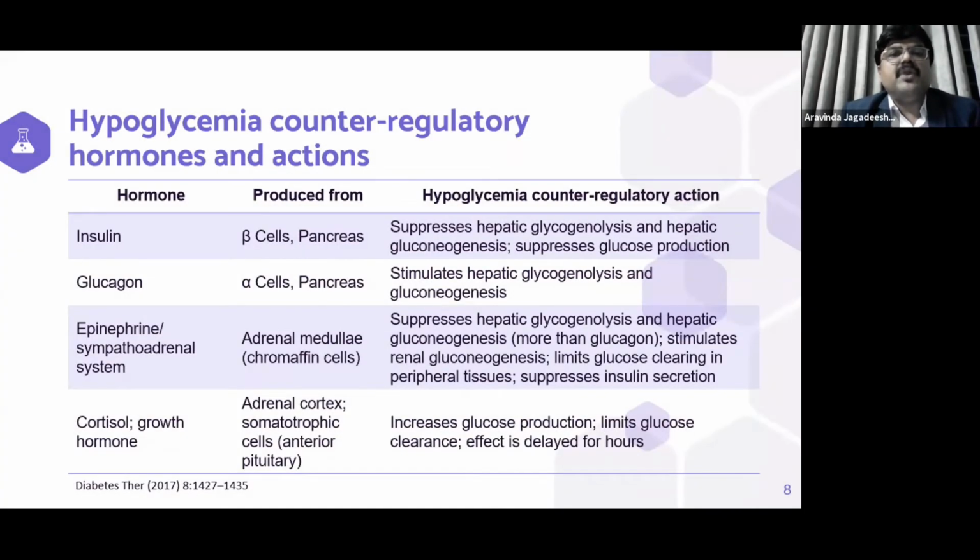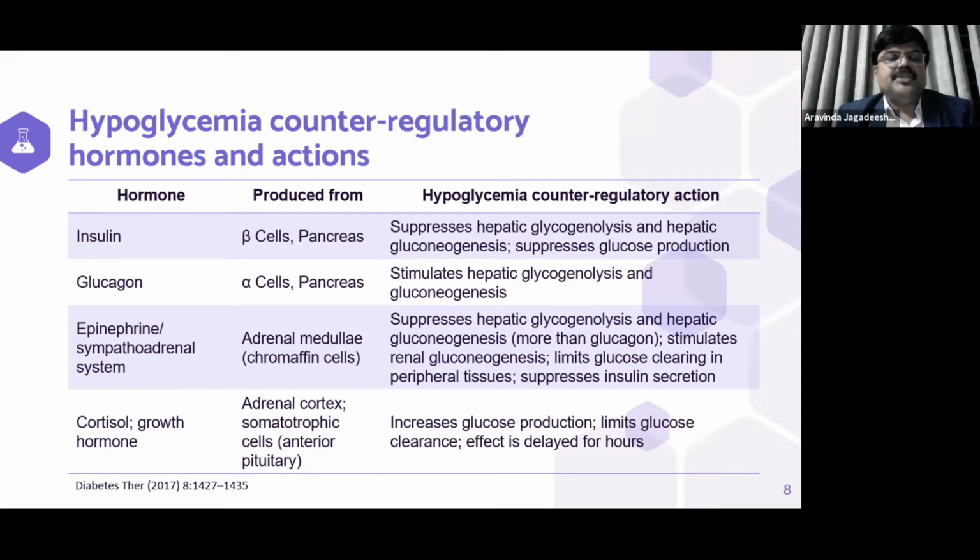If you take the hypoglycemia counter-regulatory hormones and their actions, the first one is insulin, the most important one, secreted from the beta cells. It suppresses hepatic glycogenolysis and hepatic gluconeogenesis, and it suppresses glucose production. That is the hypoglycemia counter-regulatory action. Glucagon, once again from the alpha cells of the pancreas, stimulates hepatic glycogenolysis and gluconeogenesis. Third one is epinephrine. It is secreted from the adrenal medulla. It suppresses hepatic glycogenolysis and hepatic gluconeogenesis, stimulates renal gluconeogenesis, limits glucose clearing in peripheral tissues, and suppresses insulin secretion.